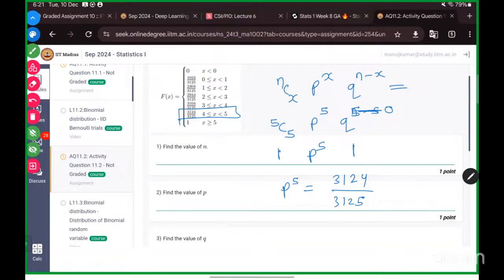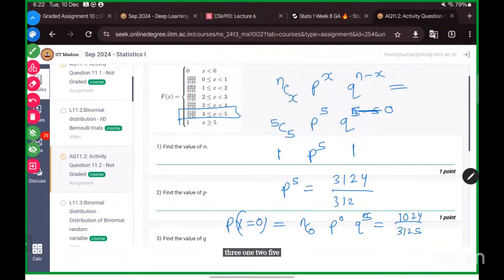Something is missing. It has to be 0, 1, 2, 3, 4, 5, and q power 5 is going to be 1024 over 3125. This is okay.